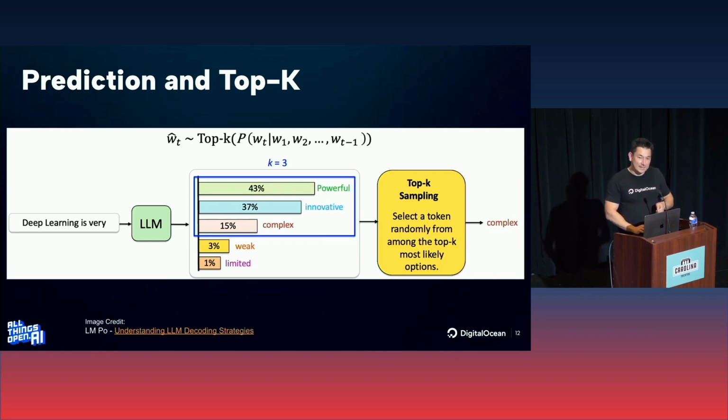So if we have this example sentence here, "deep learning is very," the LLM is chugging along trying to figure out what the next token is. And our top K is 3, which says we're only going to entertain the top 3 transitions to the next token. The options are powerful, innovative, and complex. The way top K works, and this is a very simplified example, and there are other things like top P that help shape this, it randomly chooses among those top 3, and here it chooses complex.